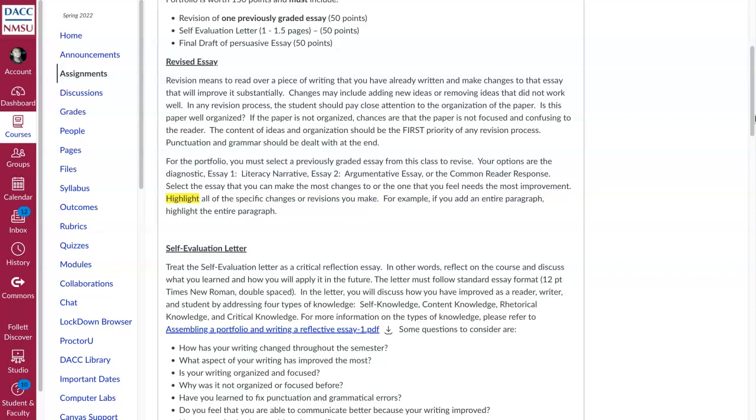It's also advised that you go to the tutoring center, and it's also advised that you maybe have somebody else that you trust read the essay. That way they can go ahead and provide feedback.